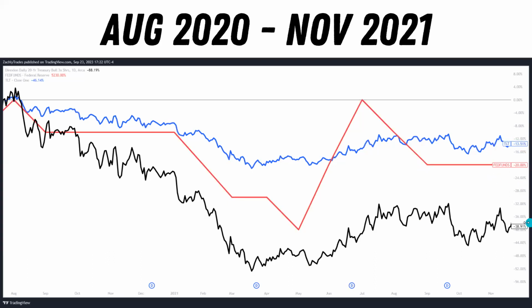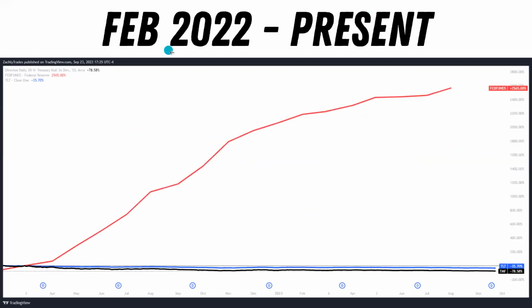Now, overall, in this environment, the Fed funds rate went down about 20%, TLT went down about 13%, and meanwhile, TMF was down negative 38.1%. So obviously, this is one of those times where it was not the right conditions for you to be holding TMF. And here we have February 2022 through the present.